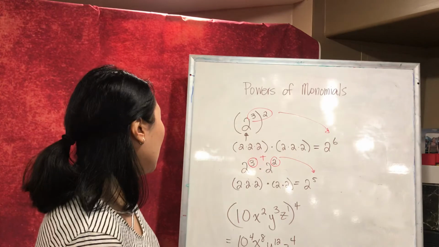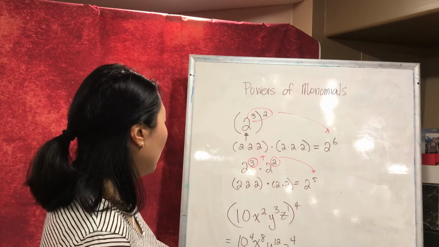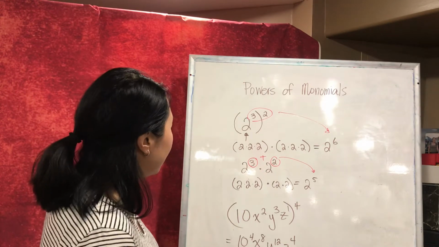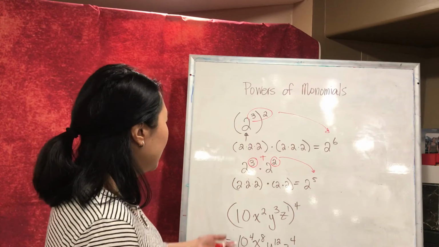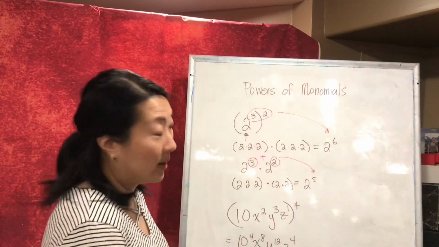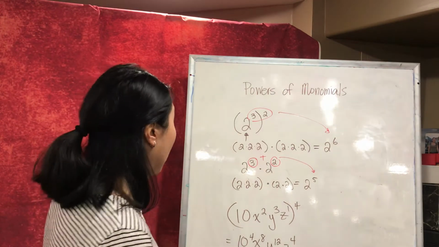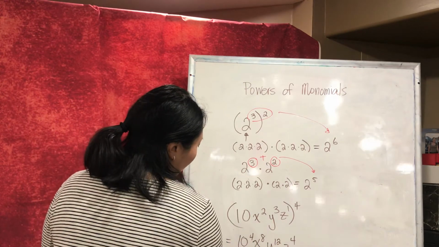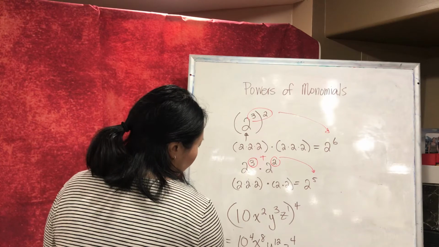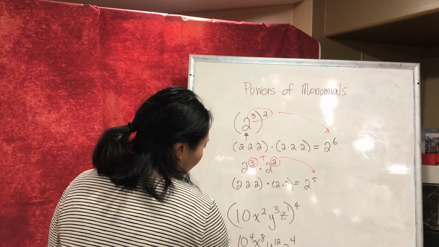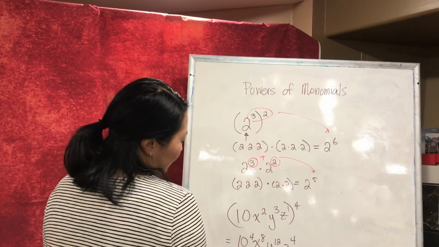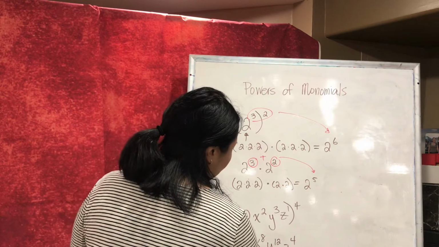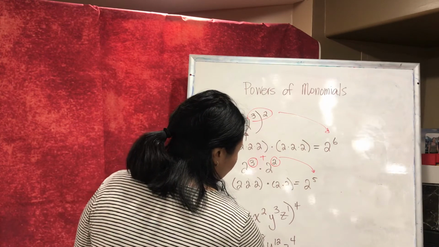The only thing that we could do to further simplify this is we could actually say what 10 to the 4th power is, right? Because that's a number as a base. So 10 to the 4th power would just be 1 with 4 zeros next to it. So 1, 2, 3, 4. I mean, technically it's 10,000. And then x to the 8th, y to the 12th, z to the 4th.